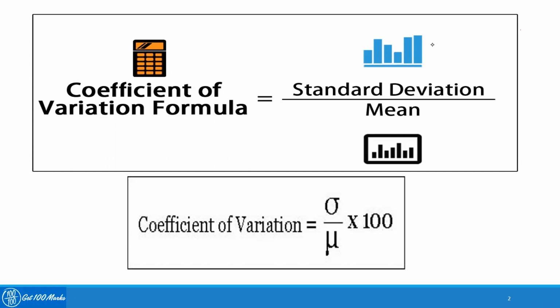So coefficient of variation is equal to sigma by x bar. CV, we normally call it CV, is equal to sigma by x bar into 100. It always comes as a percentage, so that's why it is multiplied by 100. You can see here the formula: standard deviation divided by mean. If we are talking about population, then population standard deviation is sigma divided by population mean mu, into 100.